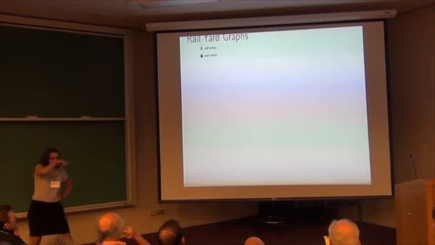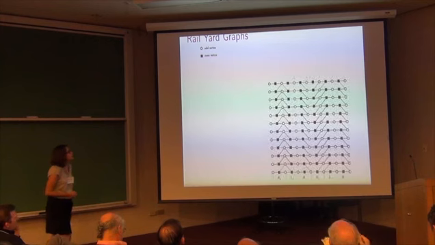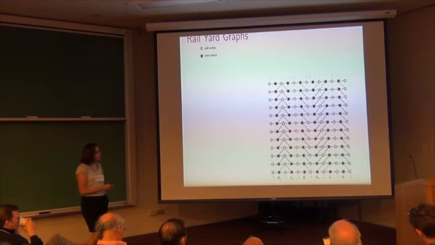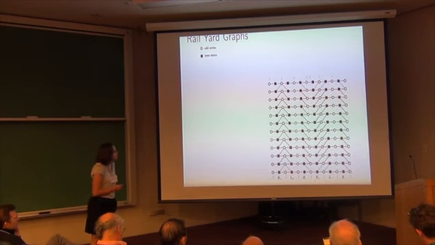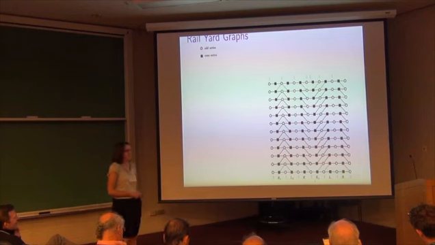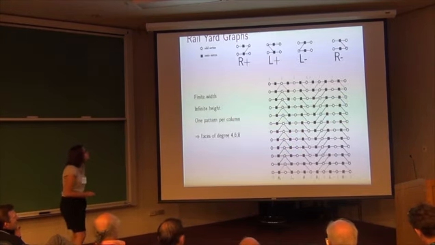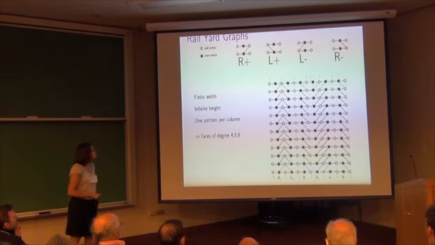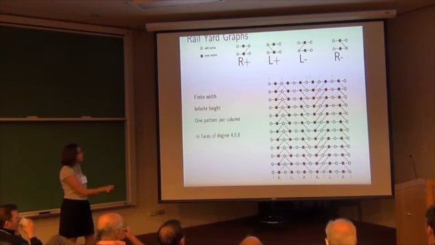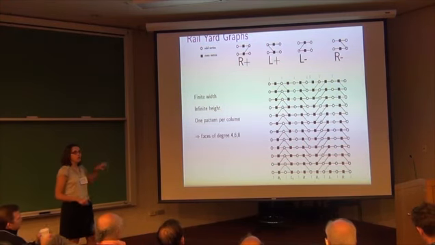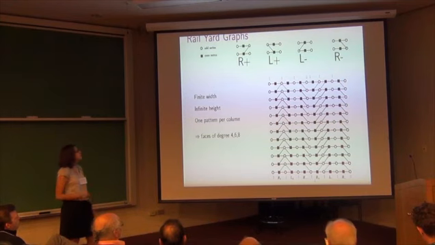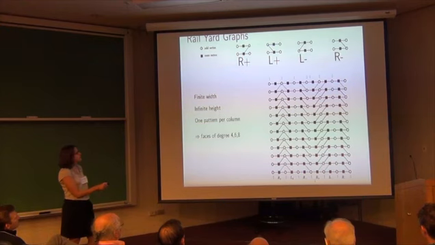So now, what's a Yard graph? Here is an example of a Yard graph. So that's how it looks. It's made of four patterns. So here are the four patterns that we call R plus, L plus, L minus, and R minus.